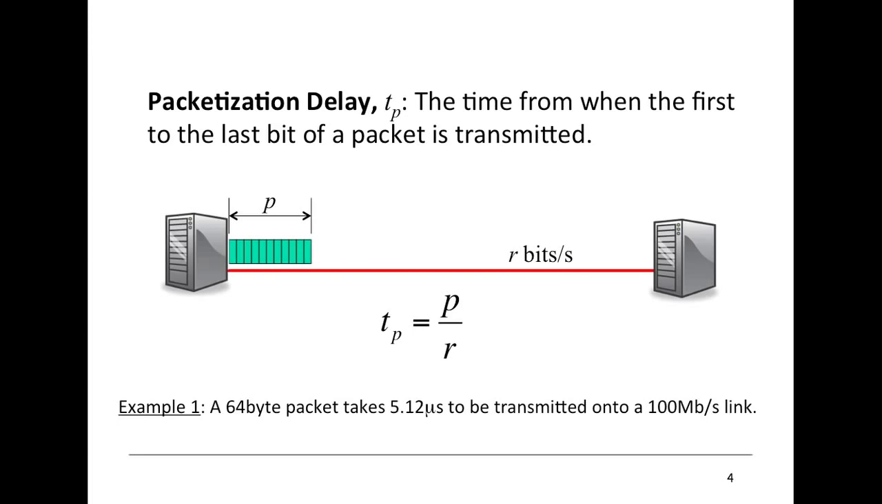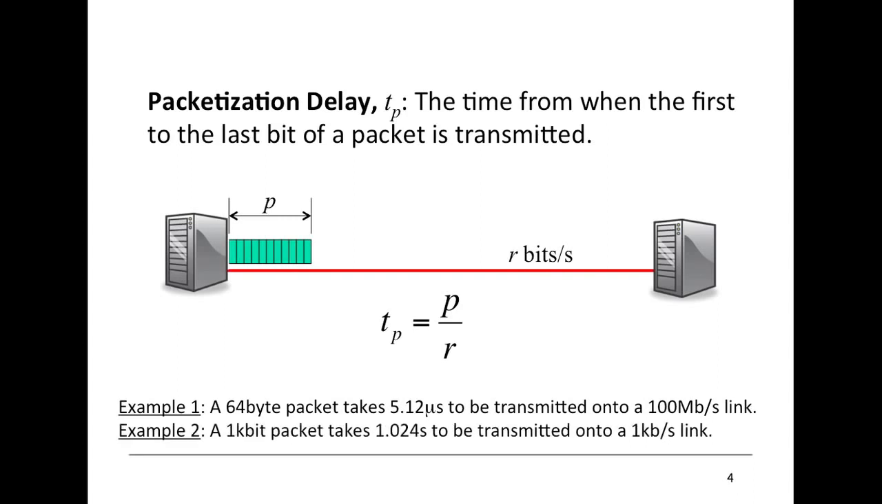If we had a 64-byte packet, that's 512 bits, it would take 5.12 microseconds to be transmitted onto a 100 megabits per second link. Why is that? Well, T sub P equals P over R. So P in our case is 64 times 8, 512, divided by R, and R would be 100 times 10 to the 6.